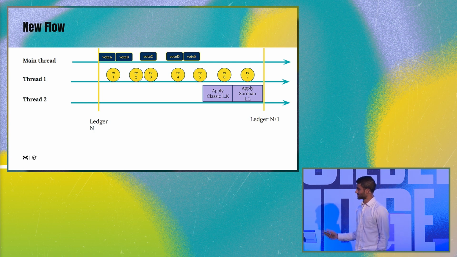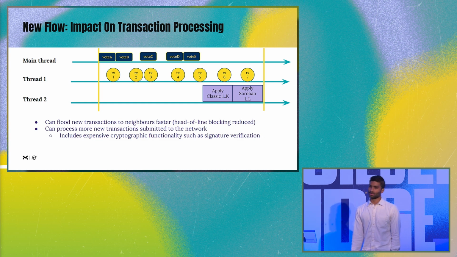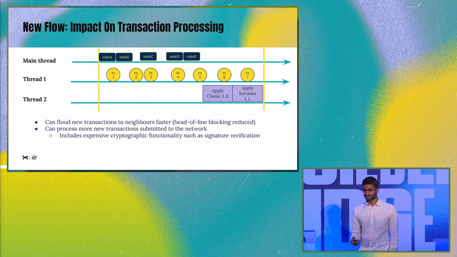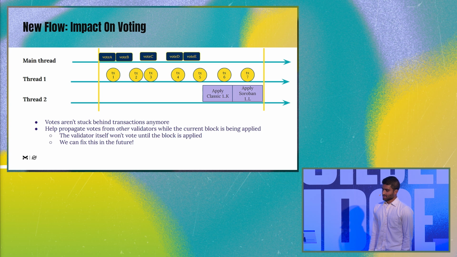So what does this mean in terms of impact? For transactions, the impact is removed head-of-line blocking. Dedicating a whole thread for flooding allows for better transaction propagation, especially for higher throughputs. This also means we can do expensive cryptographic functionality like signature verification and hashing in the background. This saves us quite a bit of CPU time.